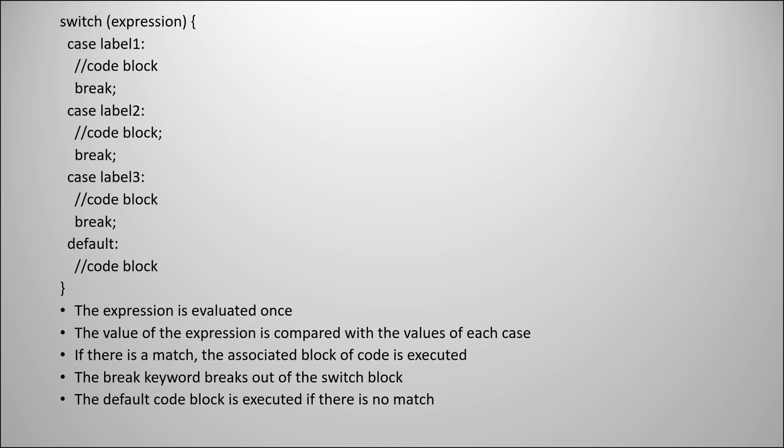So this is the syntax for the switch control structure: switch followed by an expression, and you can have any number of cases, case followed by label 1 and then the block of code to be executed, and every case should be terminated with the break statement. The expression is evaluated only once. The value of the expression is compared with the value of each case. If there is a match, the associated block of code will be executed. The break keyword breaks out of the switch block. The default code block is executed if there is no match.